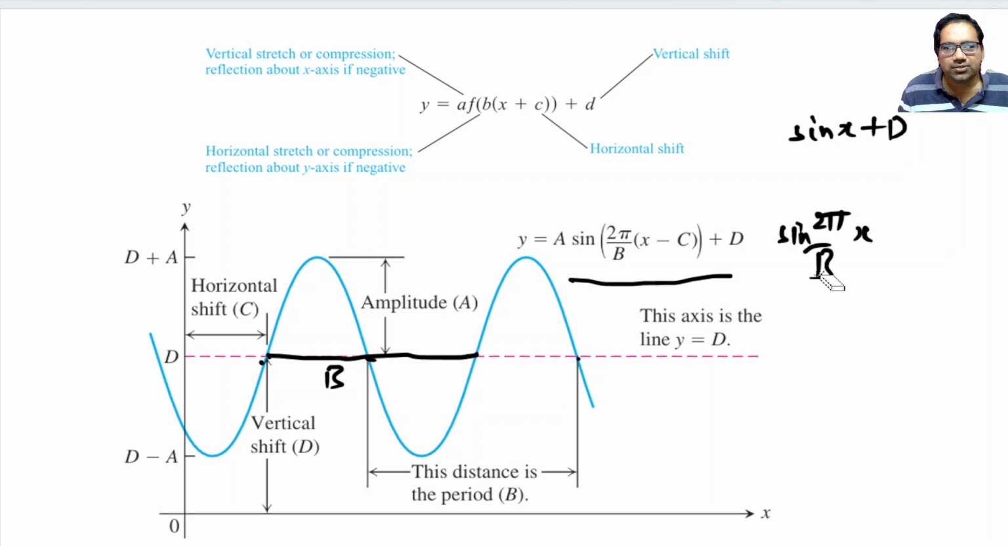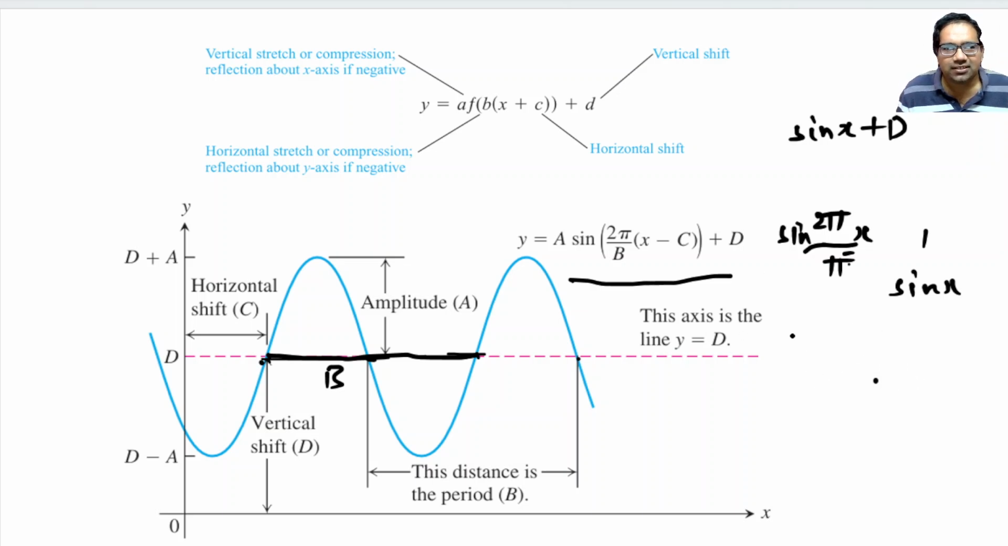What does that mean? If b is 2 pi, that means it becomes sin x. Sin x period is 2 pi. Then 2 pi by 2 pi, it is stretched only once. Let's say if the period is pi, what does that mean? 2 pi by pi, this means the graph is sine 2x. What does that mean? The graph is compressed 2 times, right? That is what we have already discussed.